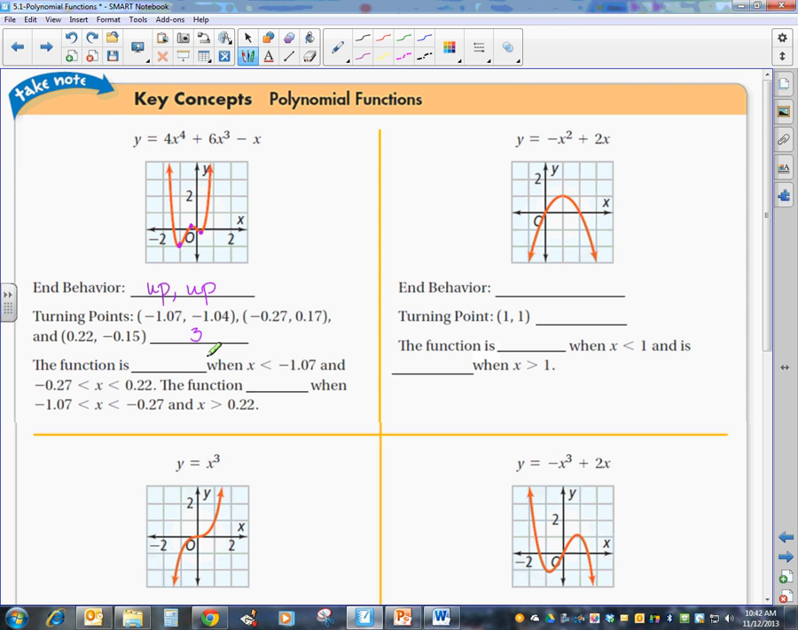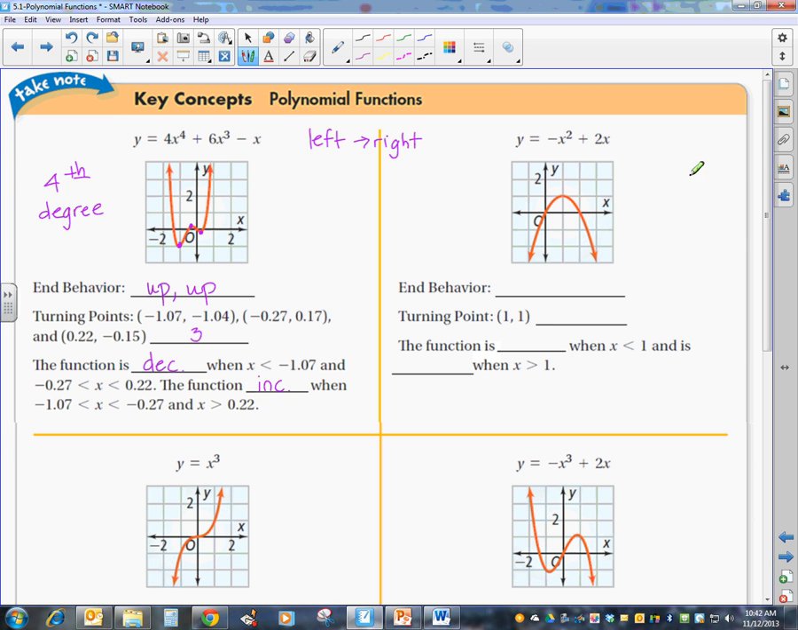The other thing that we have to talk about is where the function is decreasing and where the function is increasing. You follow the function from left to right, and if you're going down, the function's decreasing. So I'm decreasing up until that turning point, then I'm increasing, then decreasing, and then increasing again. Notice that this is a fourth degree polynomial. And whenever you're reading the polynomial, you always want to remember to go from left to right.